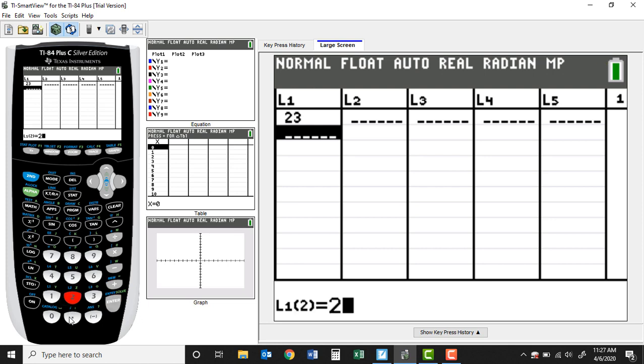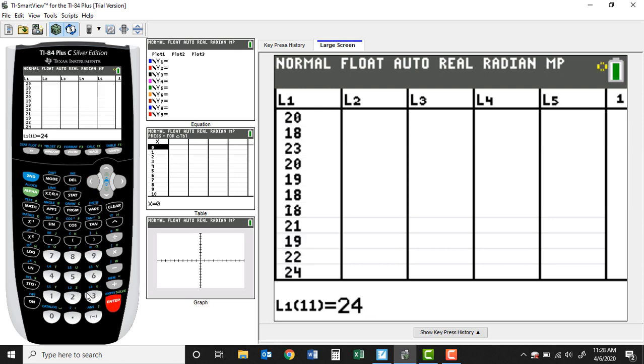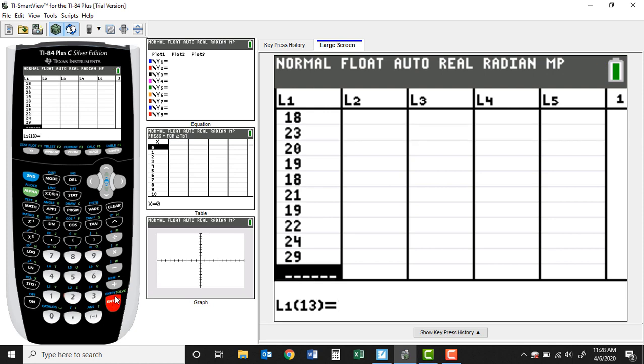20, oops, back that up, 20, enter. And I'll probably cut some of this out. All right, so it doesn't take too long. 29. All right.